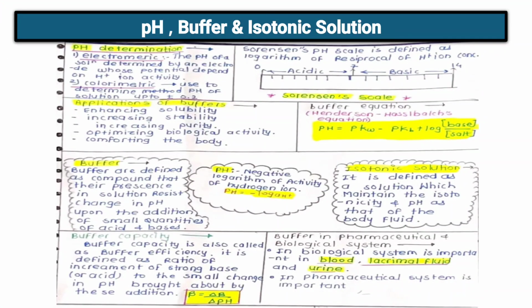pH buffers, Sorensen scale 0 to 14. Next, applications: enhance the solubility, increase the stability. Buffer is defined as a compound that, by its presence in solution, resists change in pH upon the addition of small quantities of acid or base. Buffer capacity is defined as the ratio of increment of strong base or acid to the small change in pH.